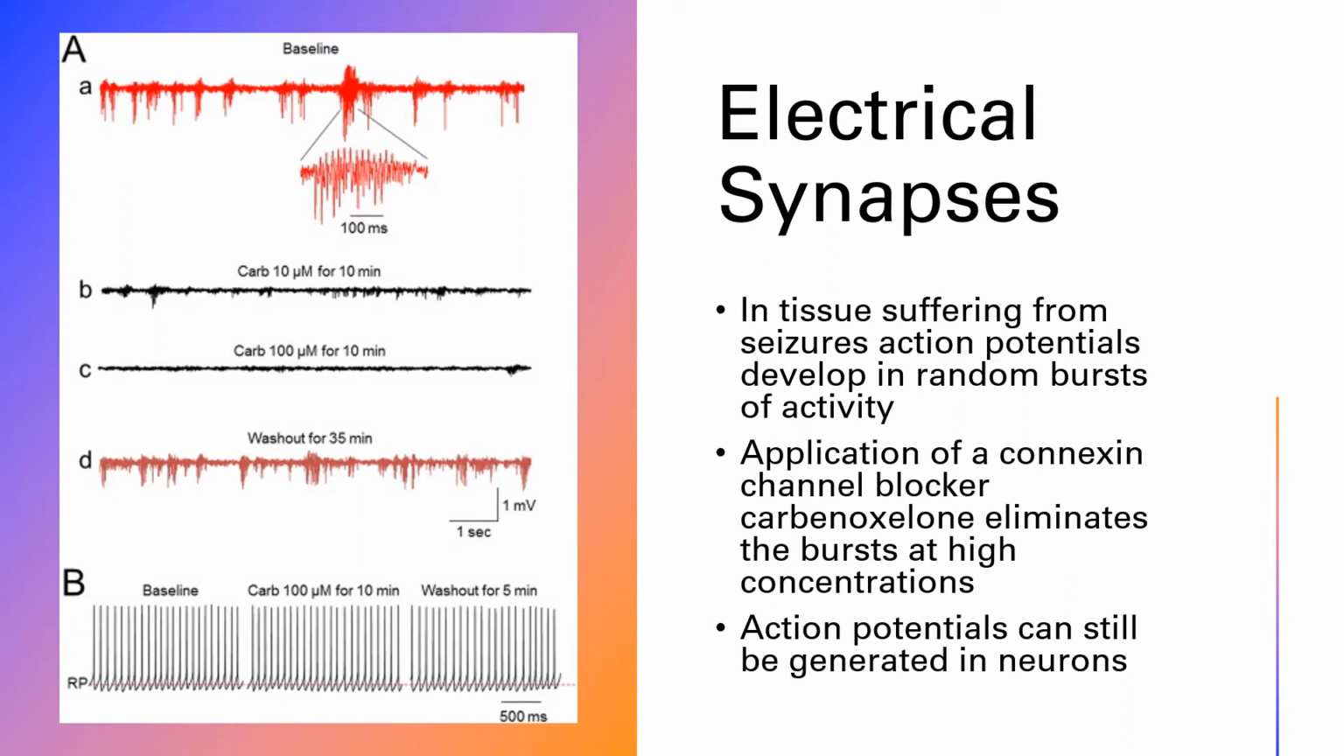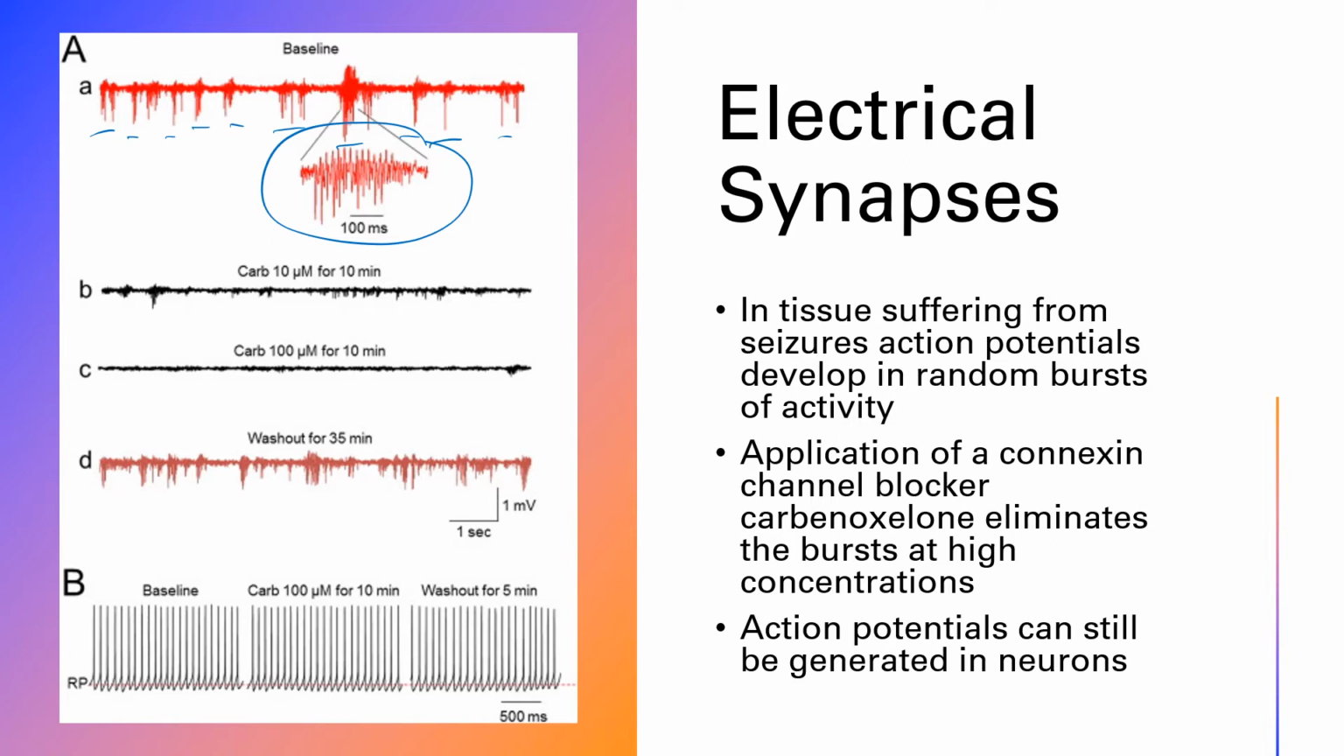So this is some tissue suffering from seizures. The action potentials were forming in random bursts, which you can kind of see right here, zoomed in on it. There's a baseline recording, meaning just whatever is happening naturally. You can see there's a whole bunch of clusters of signals, of action potentials being developed, some at extreme levels too.